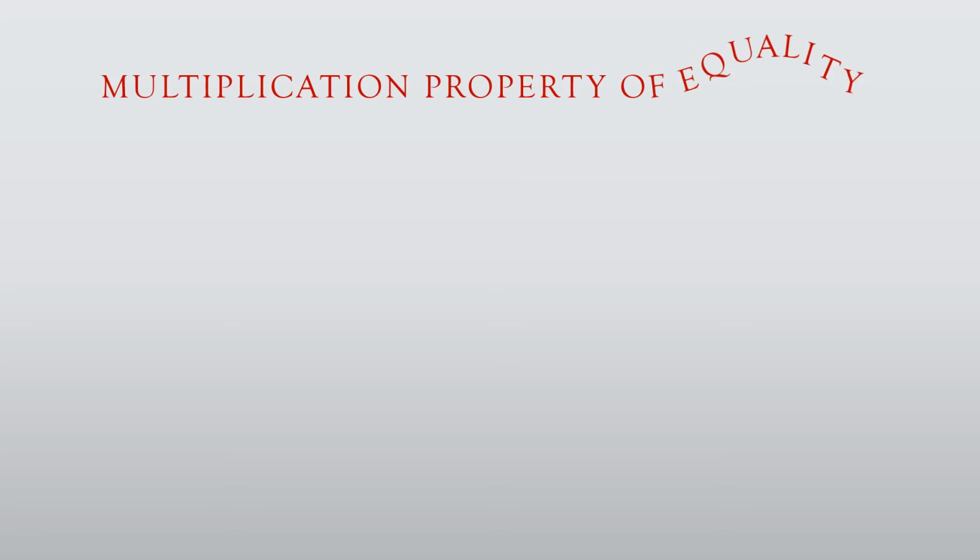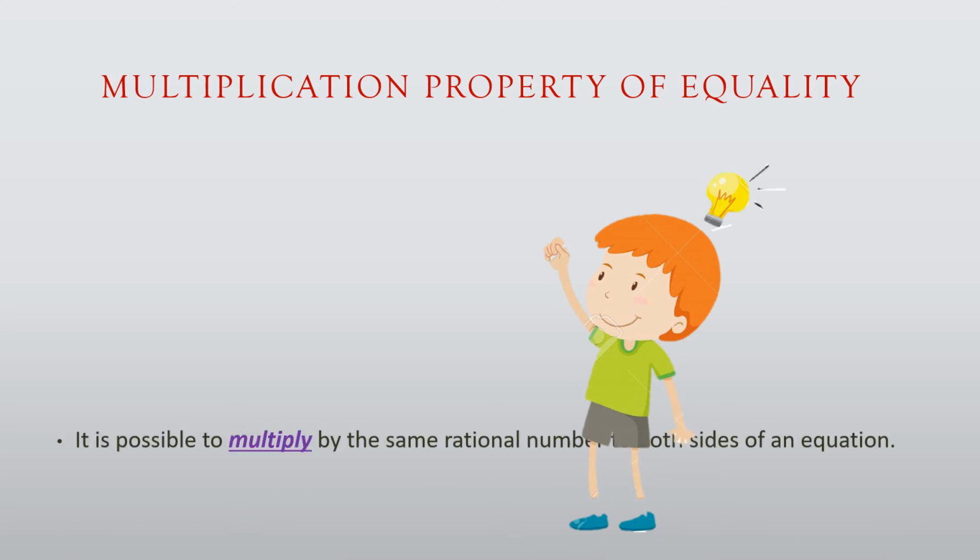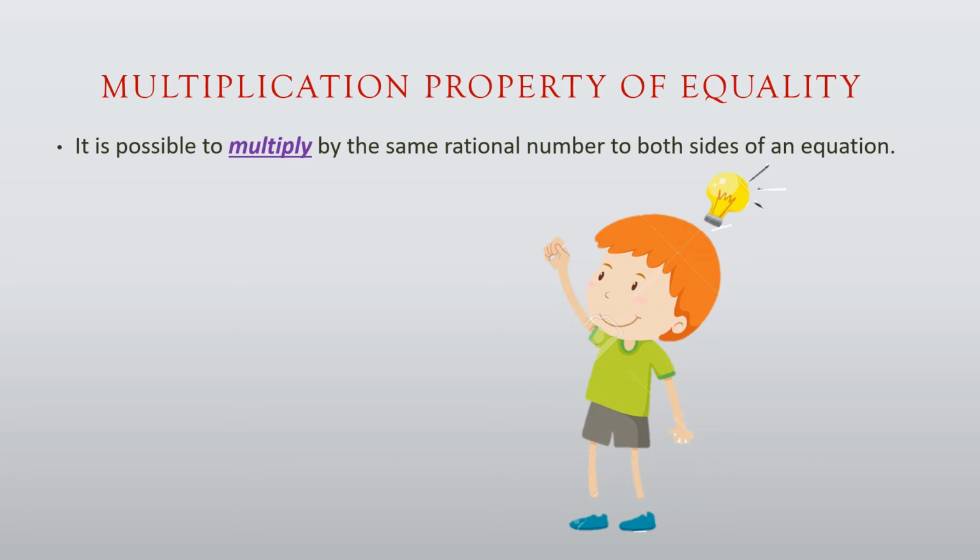Multiplication property of equality. It is possible to multiply by the same rational number both sides of an equation. For example, if we have 1 over 5 x equals 2, then we are going to use the inverse operation, which here is going to be multiplication. So we are going to multiply both sides by 5. So x is going to equal 10.